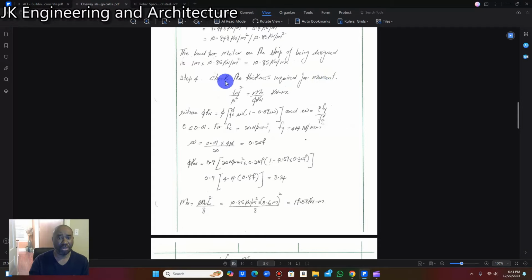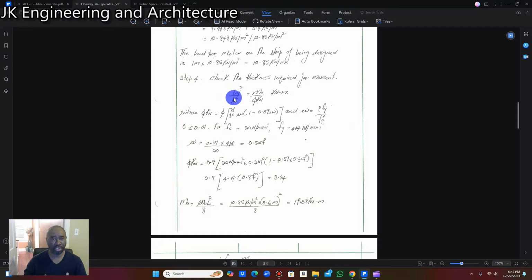Okay, so that formula is BD squared over 10 to the 6 equals the moment over Rn, in kilonewtons per meter for our moments. Let me explain this formula a little more. We have B, the breadth, times the depth of the slab squared, over 10 to the 6. The reason we have 10 to the 6 is that we are working in kilonewtons per meter.